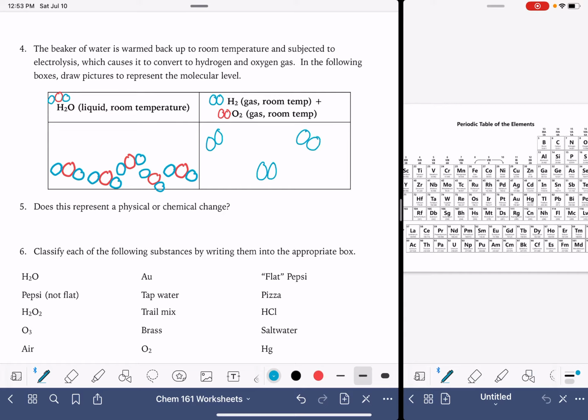So that's going to look something like a couple of hydrogen gases. I'm not going to be getting the quantity correct. I'm just going to draw a few in there. Here's a couple of oxygen gases. So I just want to have them spread out, not touching each other, filling up the whole entire container. Does this represent a physical or a chemical change?